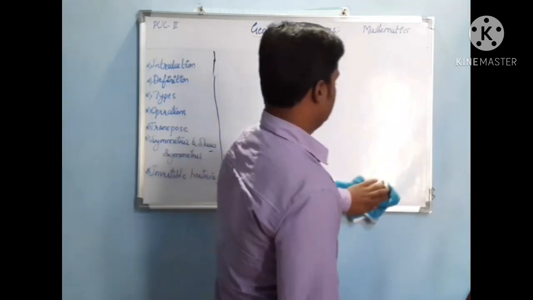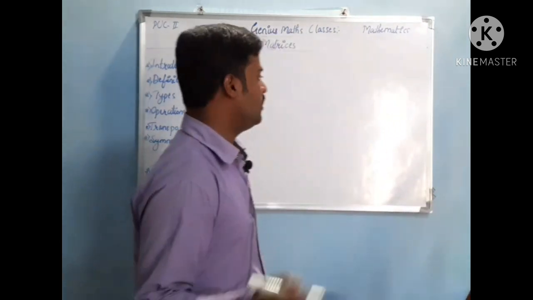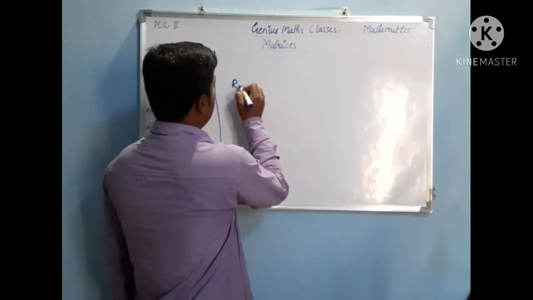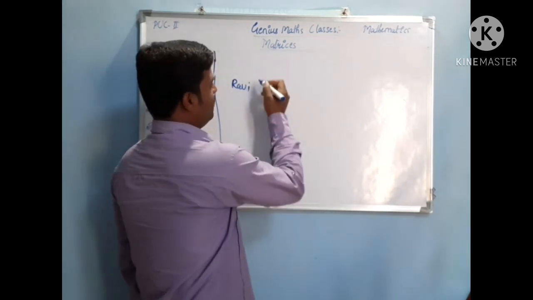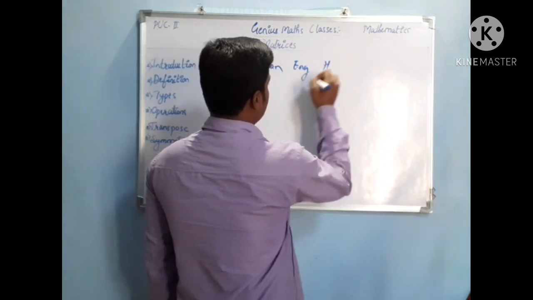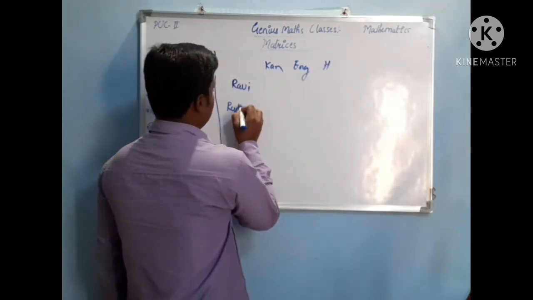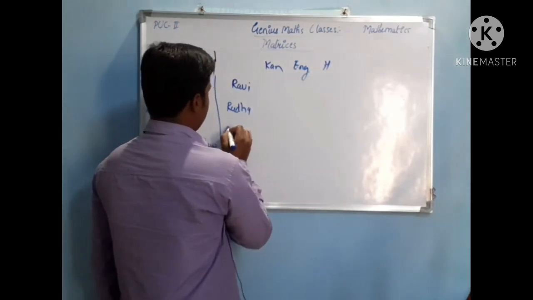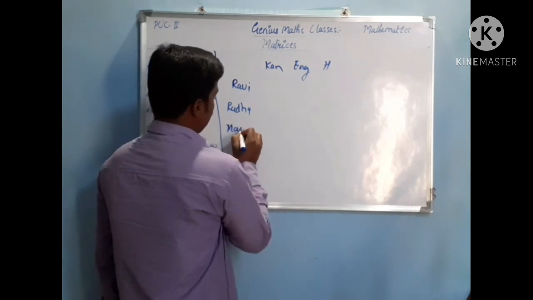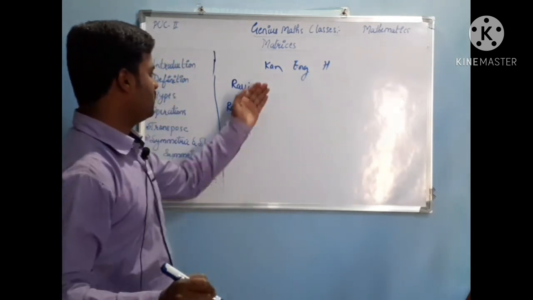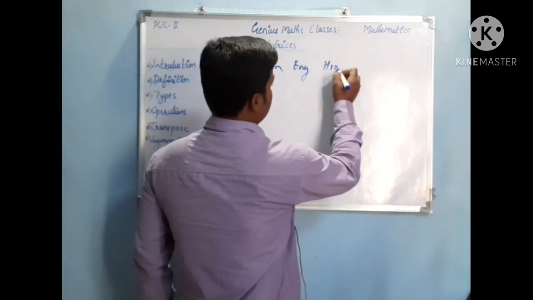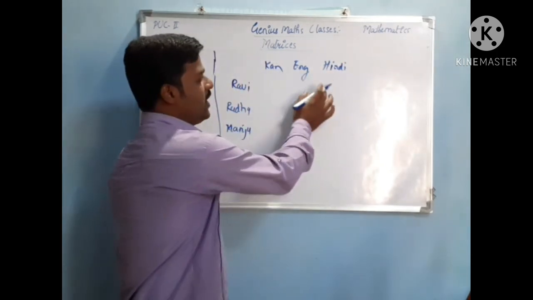Just the number of marks you can write. Ravi and his scores in Kannada, English, Hindi. Radha and Manju. These three persons have their marks in various subjects like Kannada, English, Hindi.